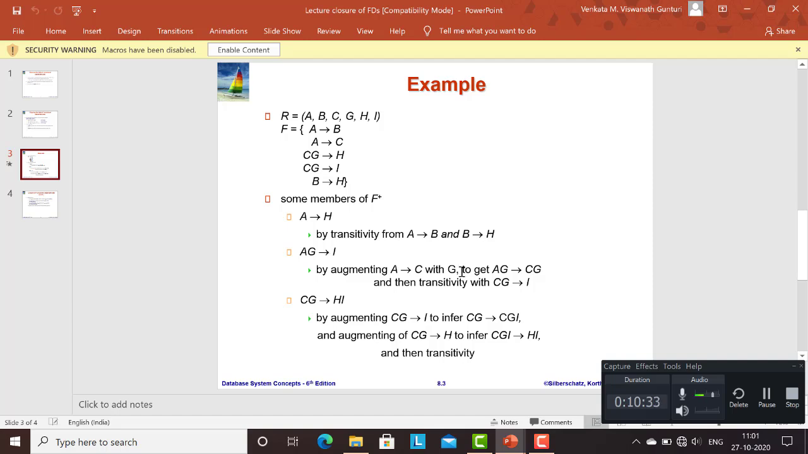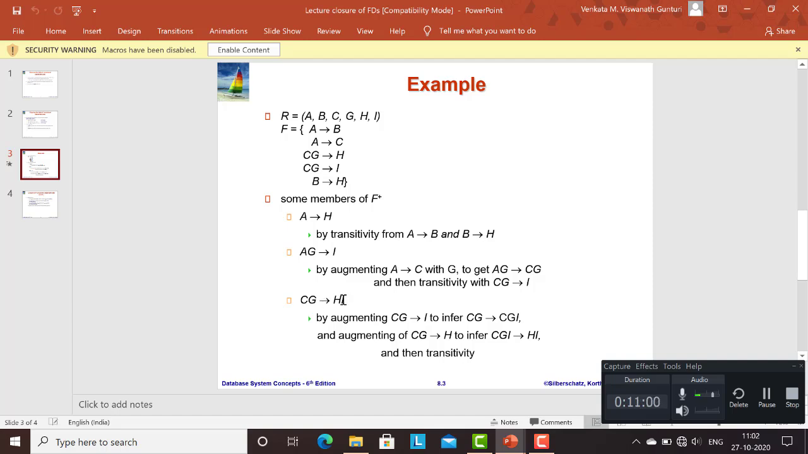So this is how you have to use the Armstrong rules to check whether a given FD holds, and there is even an algorithm to use these Armstrong rules to compute this closure, which is the set of all logically implied FDs. We'll not cover that algorithm. We'll cover a slightly easier to understand algorithm. Okay, I think just one last example.